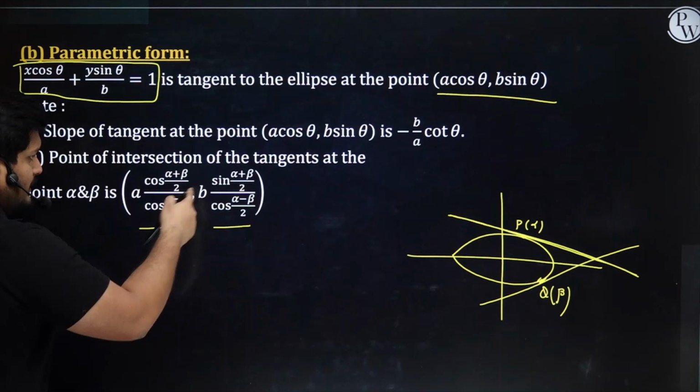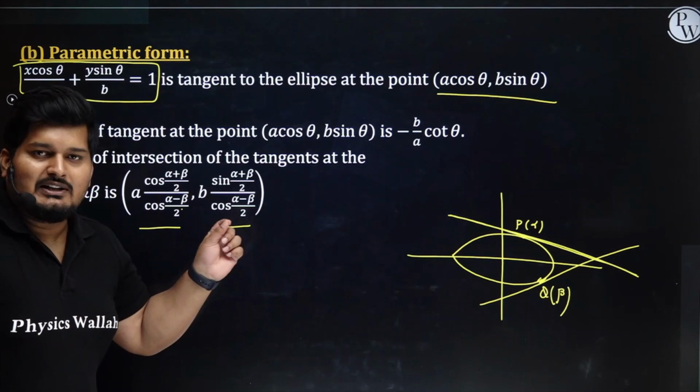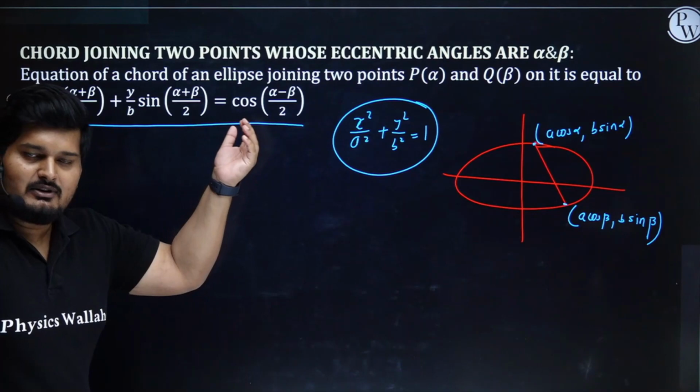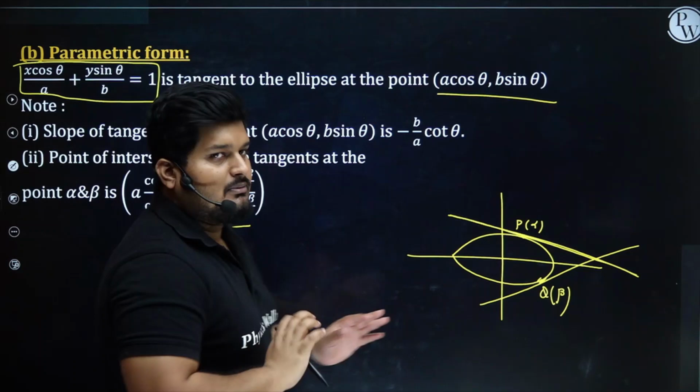And guys, I think you can relate it very easily. Isn't it the same thing that we had while writing the chord equation? That was the chord equation, with x by a cos of (alpha plus beta) by 2, y by b sin of (alpha plus beta) by 2, and cos of (alpha minus beta) by 2 was there. So it's like we have divided that on the LHS. Just a method to remember. Exactly the same thing we have here. So you should be able to remember this.